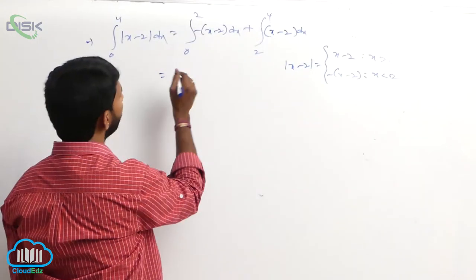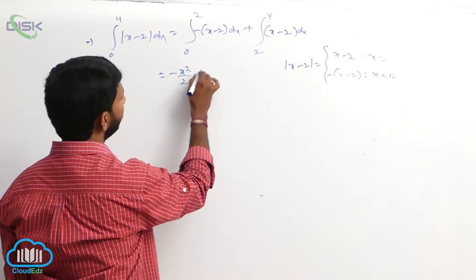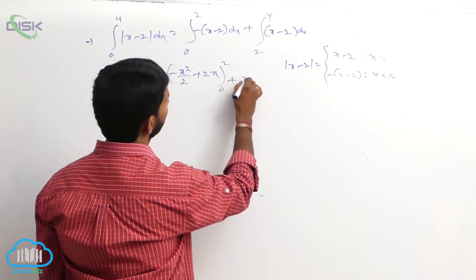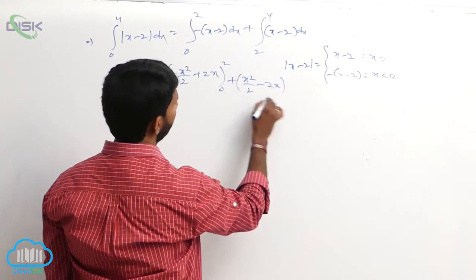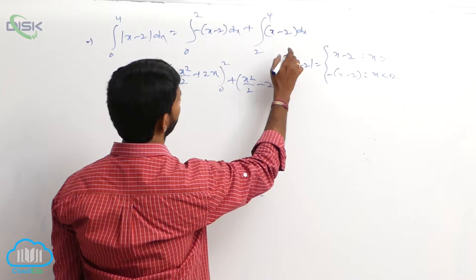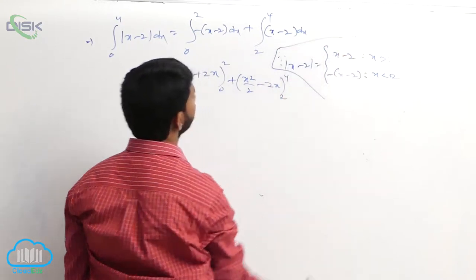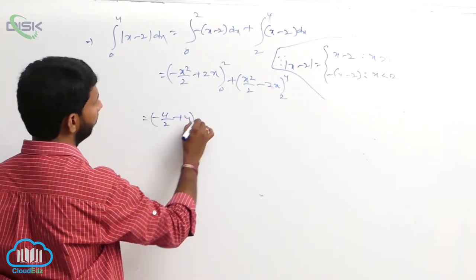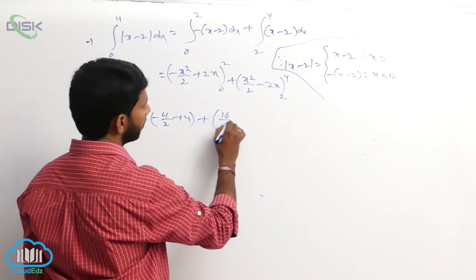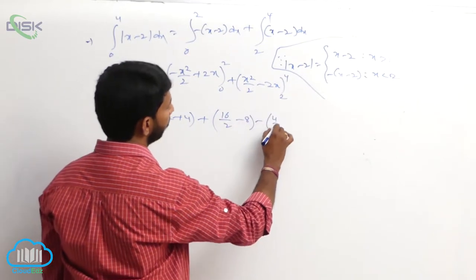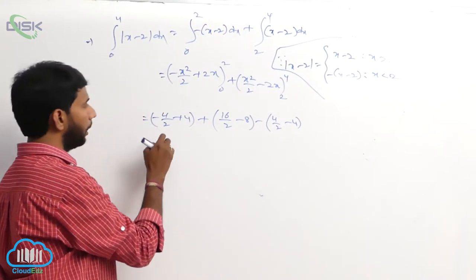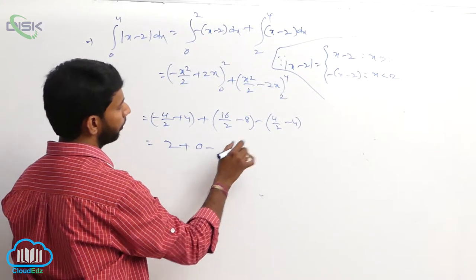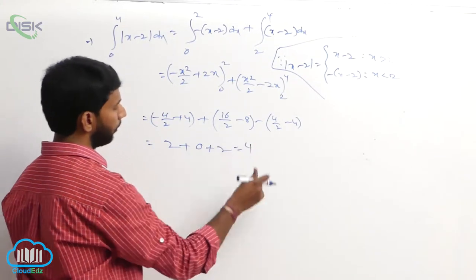Then integration. Integral of minus x is minus x square by 2 plus integral of 2 is 2x, with limits 0 to 2, plus x square by 2 minus 2x, with limits 2 to 4. Substitute the limits: minus of 4 by 2 plus 4, plus 16 by 2 minus 8, minus of 4 by 2 minus 4. Here minus 4 by 2 is minus 2, plus 4 is 2, 8 minus 8 is 0, minus of minus 2 is plus 2. So the total value is 4.